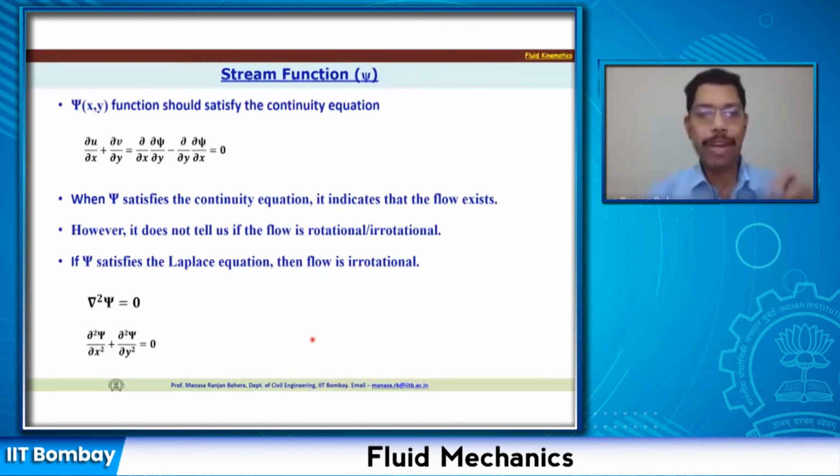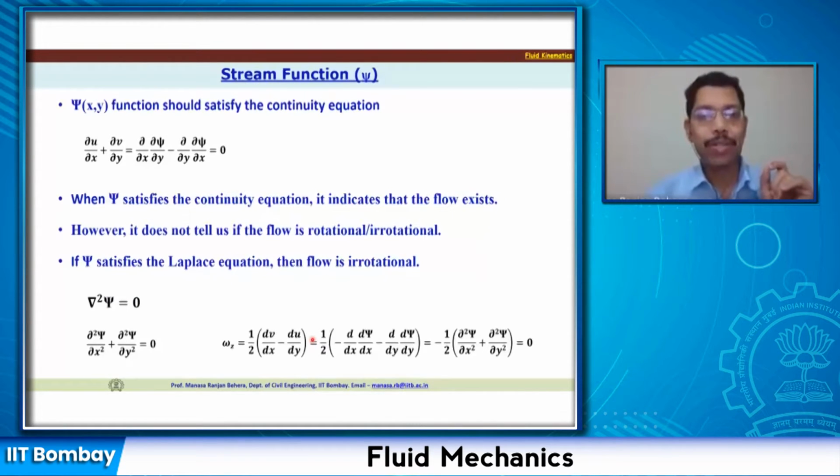How do I find out the rotation for the xy plane? I will write down the rotation as omega z. So omega z is nothing but 1 by 2 dou v by dou x minus dou u by dou y. So in this, if I substitute the value of v and u in terms of psi, I will be able to write down 1 by 2 multiplied by minus dou by dou x, dou psi by dou x, minus dou by dou y, dou psi by dou y. Alright? And that is equals to minus 1 by 2 dou square psi by dou x square plus dou square psi by dou y square.